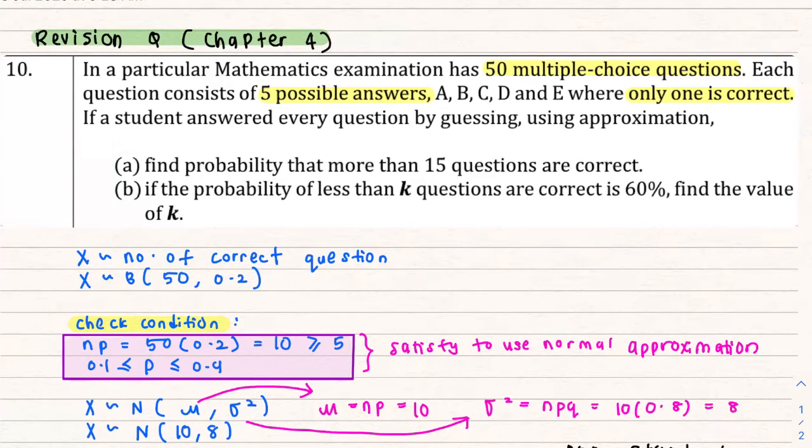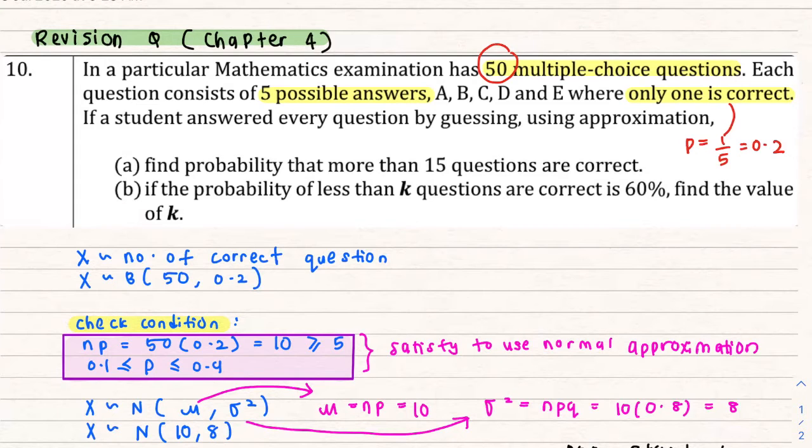Okay, first, when you read this question, you have to identify whether this one is binomial, Poisson or normal. So you have n value, which is 50, and then you have the probability of getting the correct answer, which is 1 out of 5. So your p value will be 1 over 5, which is 0.2. So define your variable first. X is the number of correct questions, with X being binomial, 50 for n, and p is 0.2.